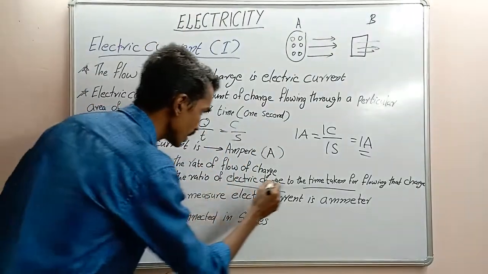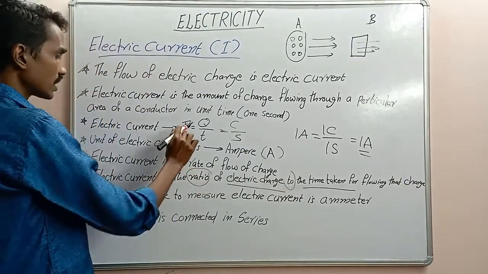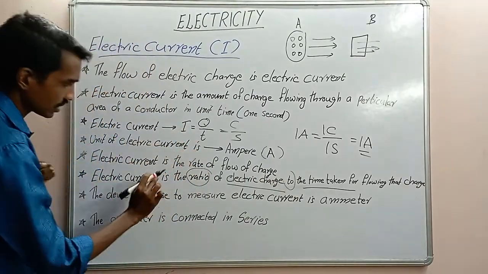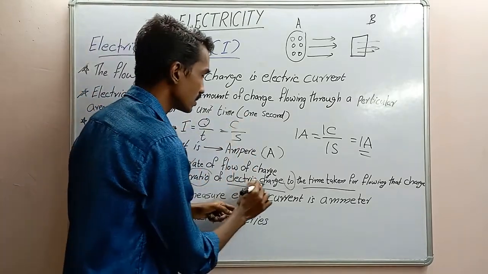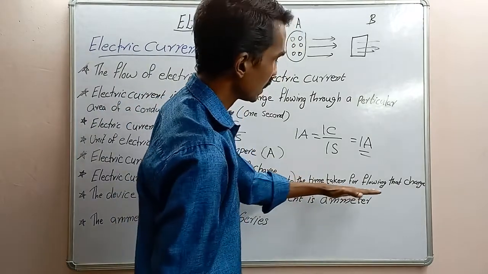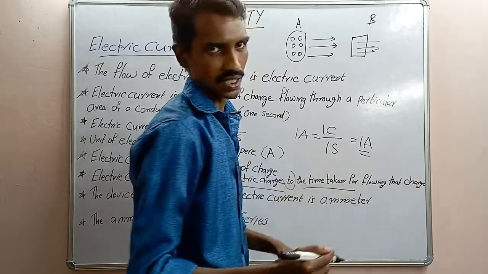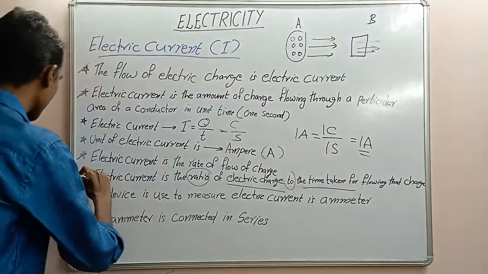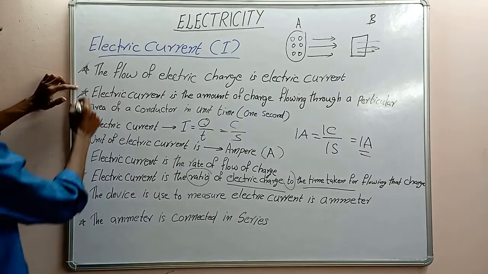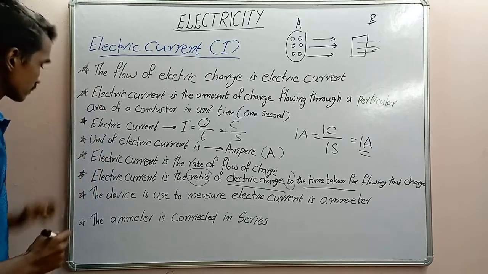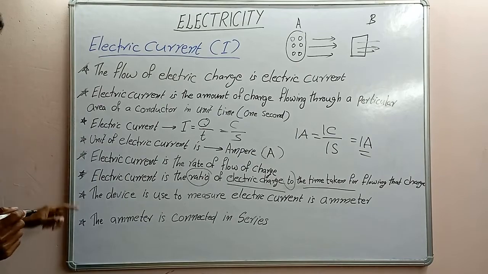We note the word ratio. Electric current is the ratio of electric charge to the time taken for flowing that charge. Clear? Another definition. How many definitions are there? 1, 2, 3, 4. This is the exact correct definition, the second one, and our third one is also followed.